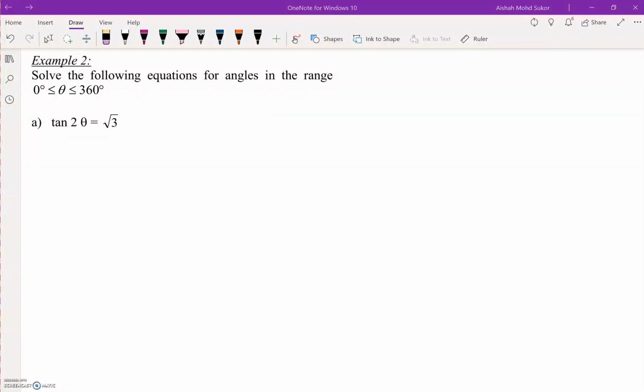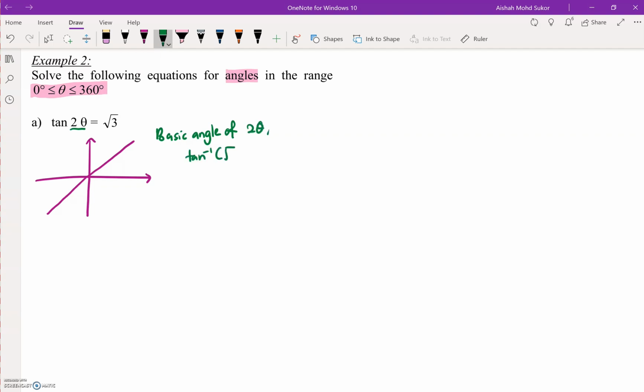Example 2. Solve the following equations for angles in the range from 0 to 360 degrees. A. Tangent 2 theta is equal to sec 3. Sec 3 is a positive number. So tangent positive is in the first quadrant and third quadrant. You can refer to add sugar to coffee. The basic angle of 2 theta is arc tangent sec 3. Arc tangent sec 3 is equal to 60 degrees. So this is 60 degrees and this is 60 degrees.